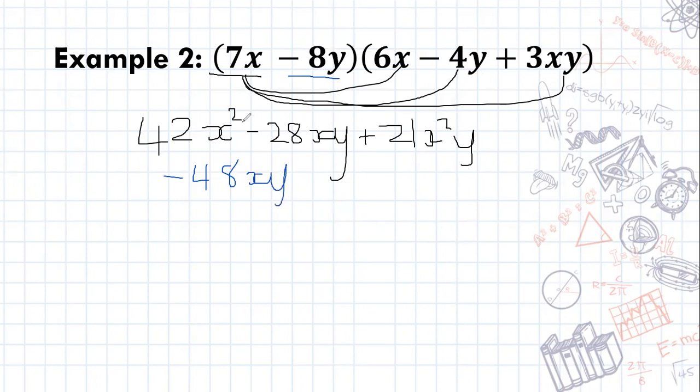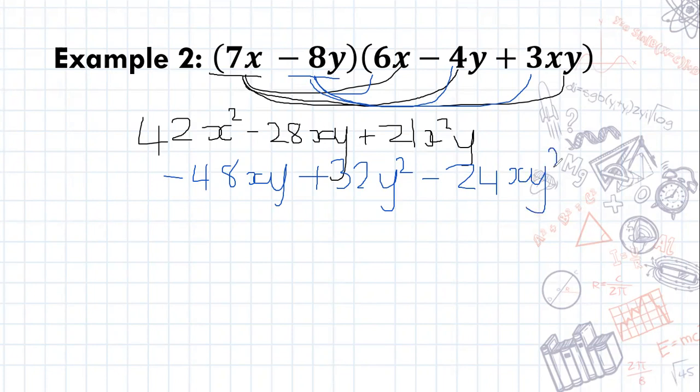And the only reason I'm writing this underneath the first part is because I would run out of space on my line. So they should actually all be on one line. Then we've got minus 8y times minus 4. So minus times minus is plus. 8 times 4 is 32. And we've got two y's, so it becomes y squared. Lastly, we have minus 8 times plus 3y. So minus 8 times plus 3 is minus 24. We've got y times xy, so it's going to be x and y squared.